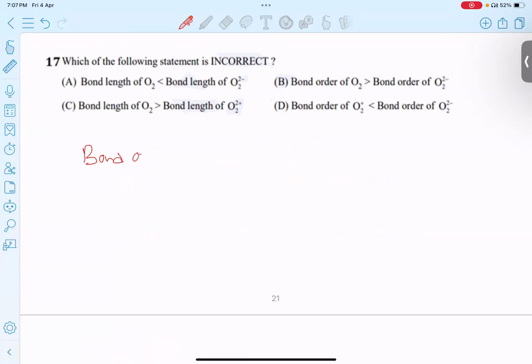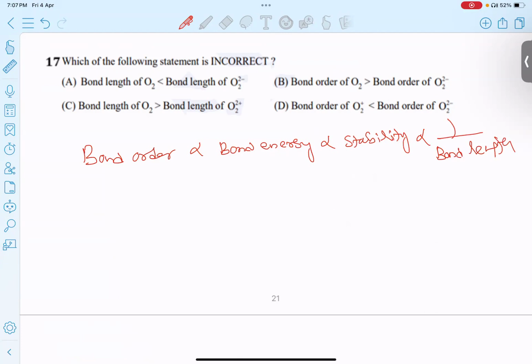Bond order is directly proportional to bond energy, directly proportional to stability, and inversely proportional to bond length. By using this relationship, we can easily solve the above questions. First, let us calculate the bond order of O2 and O2 2 minus using their molecular electronic configurations. First, let us write the molecular electronic configurations.